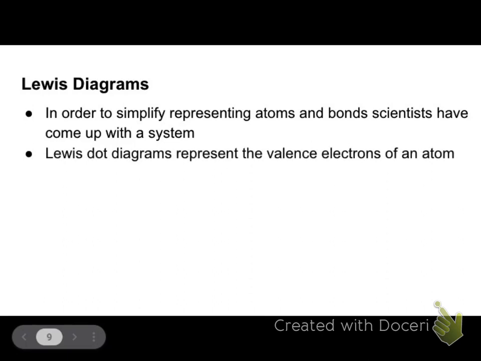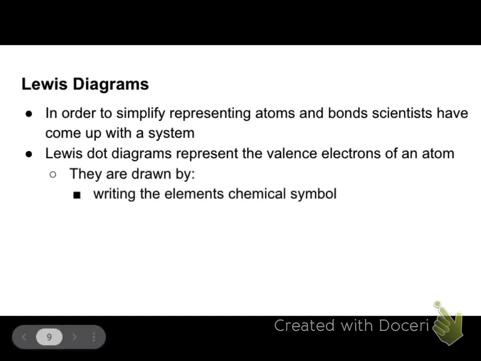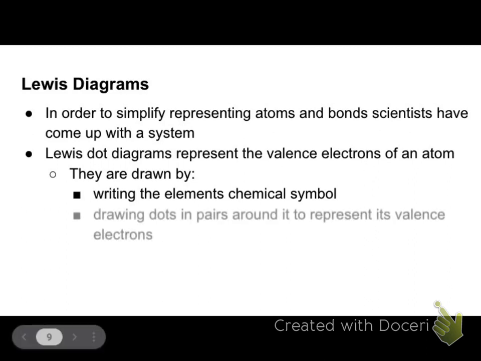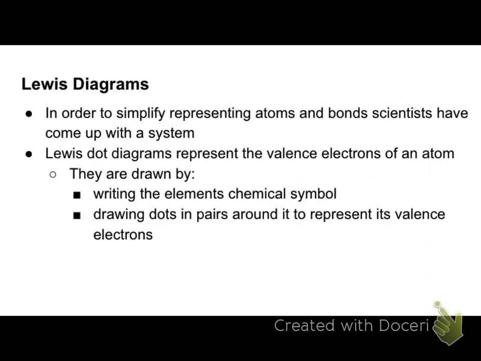Lewis dot diagrams are just for individual atoms. So you don't draw a dot diagram for a molecule, you would only draw it for an atom. Okay? They are drawn by writing the element's chemical symbol first. Okay, so if you were drawing one for iron, you would write Fe. And then around that atom, you're going to draw dots that represent how many valence electrons they have, and you'll draw those dots in pairs of 2.